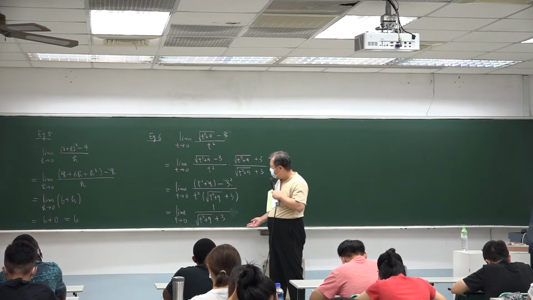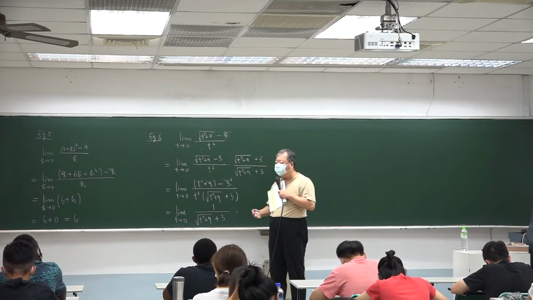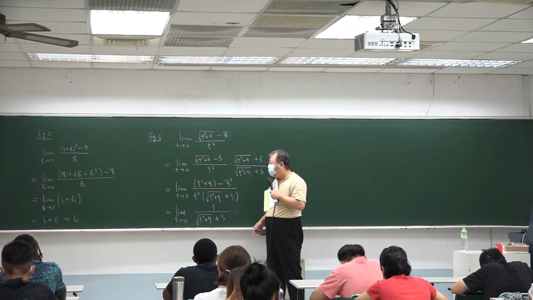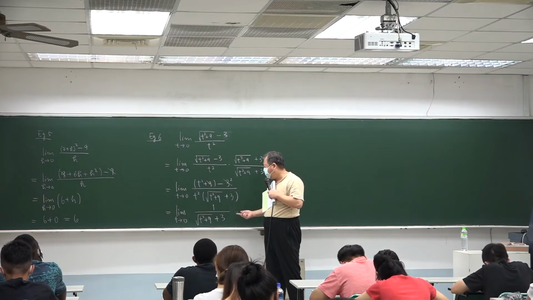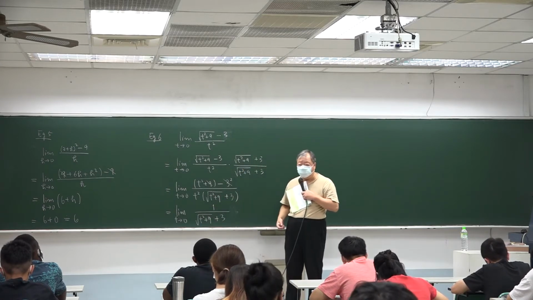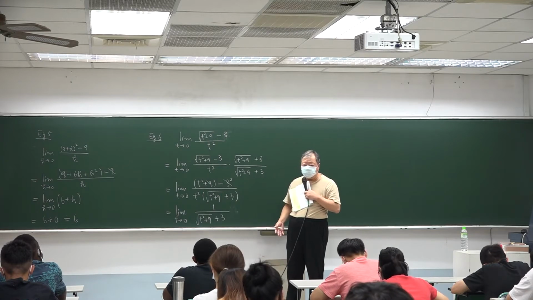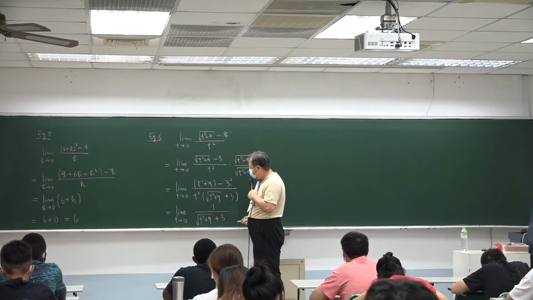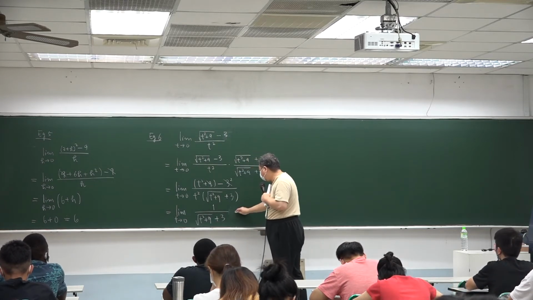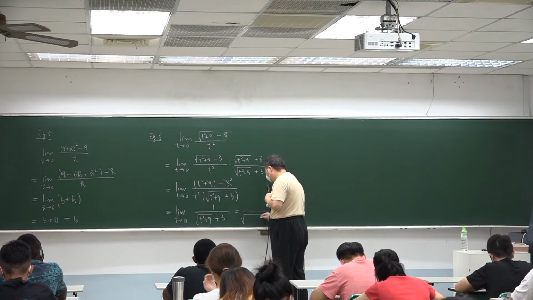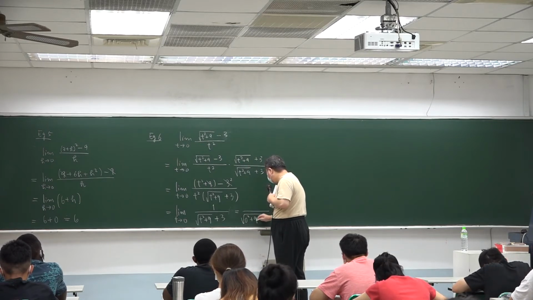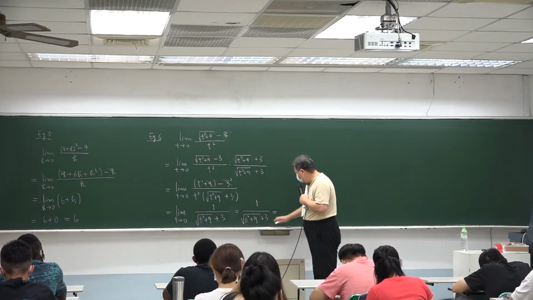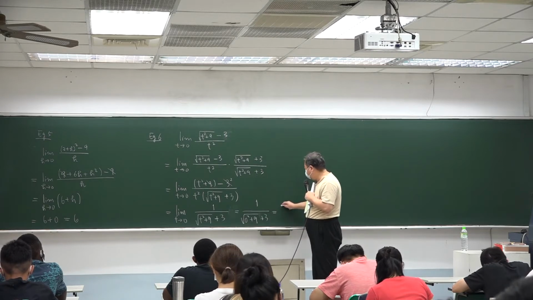Algebraic function means we obtain this one by finitely many steps of using addition, subtraction, multiplication, division, and roots. So by limit laws, we can evaluate this one by direct substitution if the denominator is non-zero. So this value is 1/6.